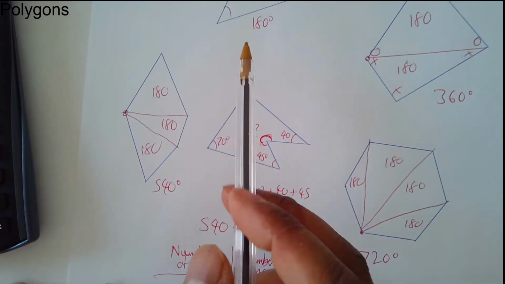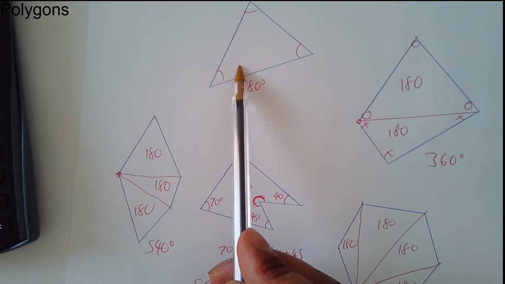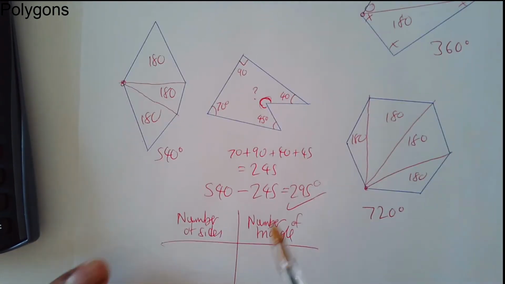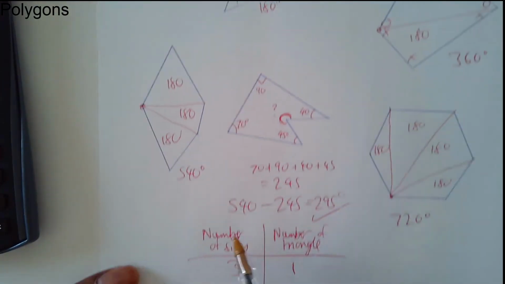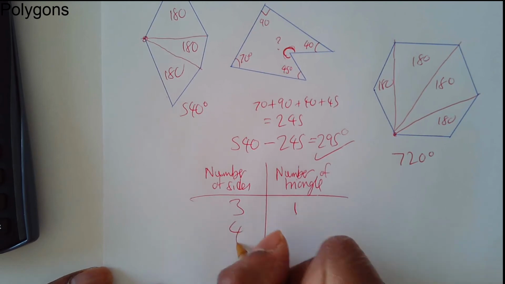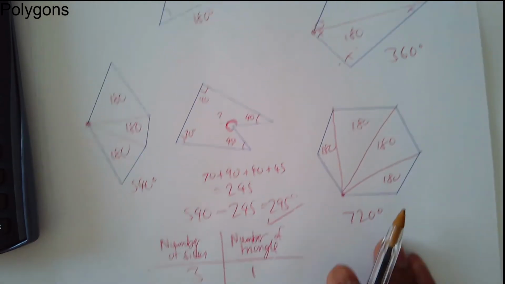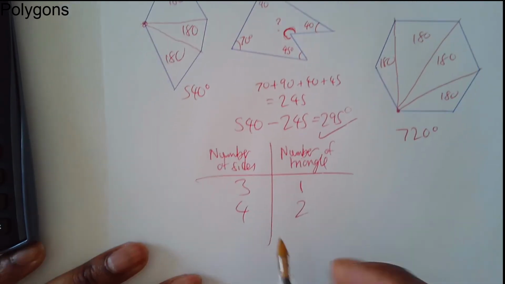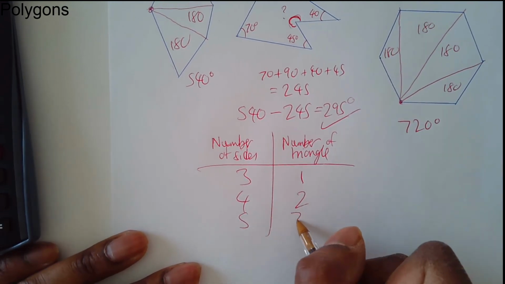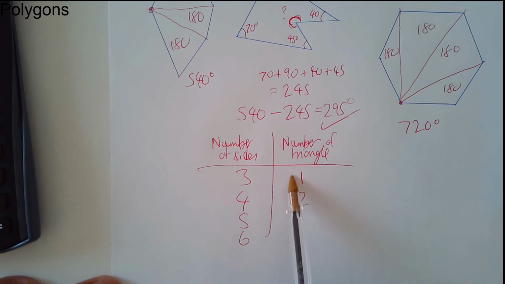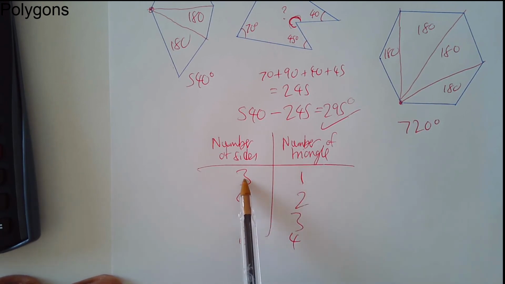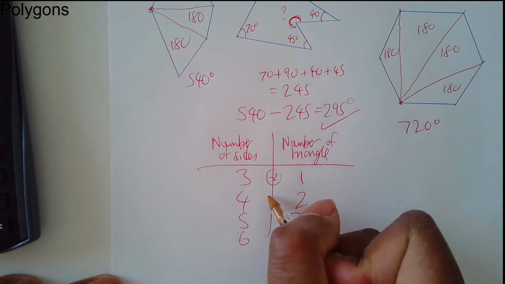Well, as you've seen, a three-sided shape has got 1 triangle. Oh, that's obvious. A four-sided shape has got 2 triangles. A five-sided shape has got 3 triangles. Six-sided shape, 4 triangles. You can see a connection here. These numbers in this column are 2 less than these numbers. So 3 take away 2 is 1, 4 take away 2 is 2, 5 take away. So it seems like we're taking away 2 all the time.